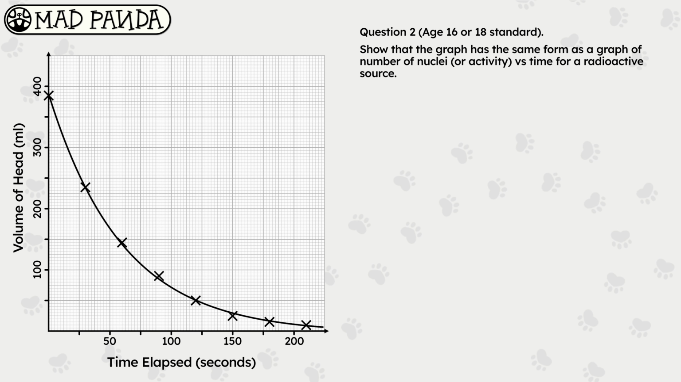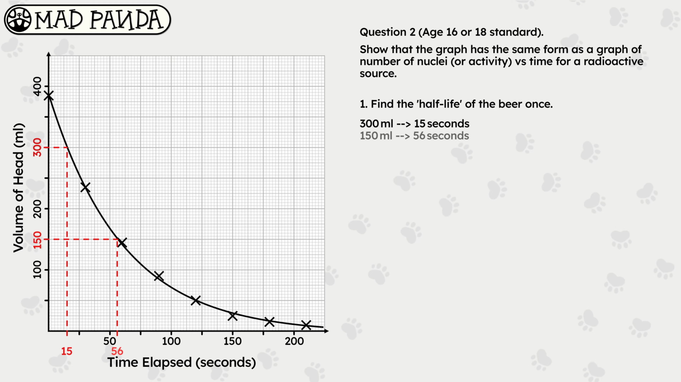So in order to do this, first, we'll need to find the half-life of the beer once, which we already did earlier. So I read off at 300 millilitres and 150 millilitres, and that gave me a half-life of 41 seconds.